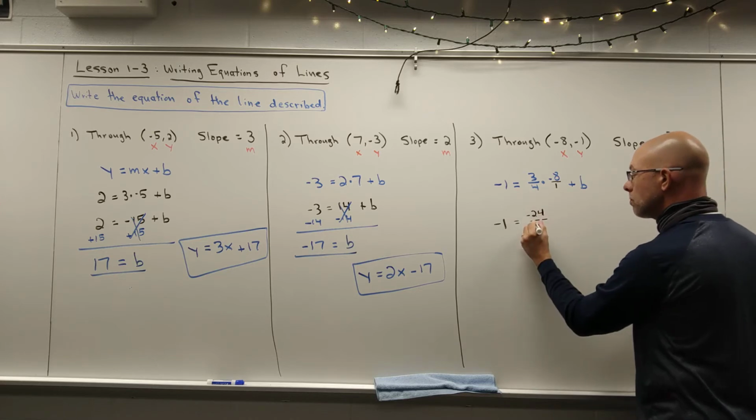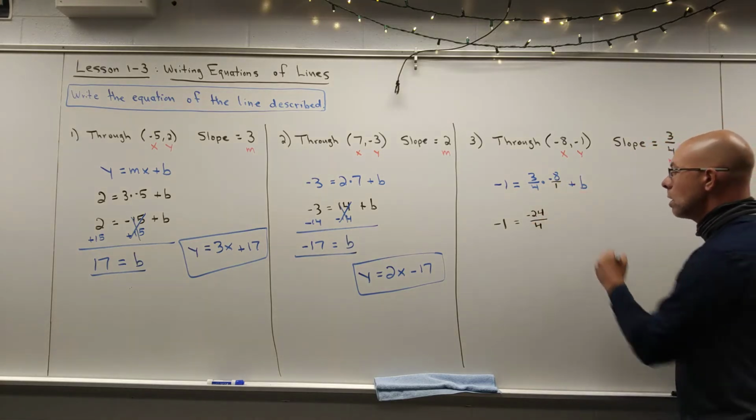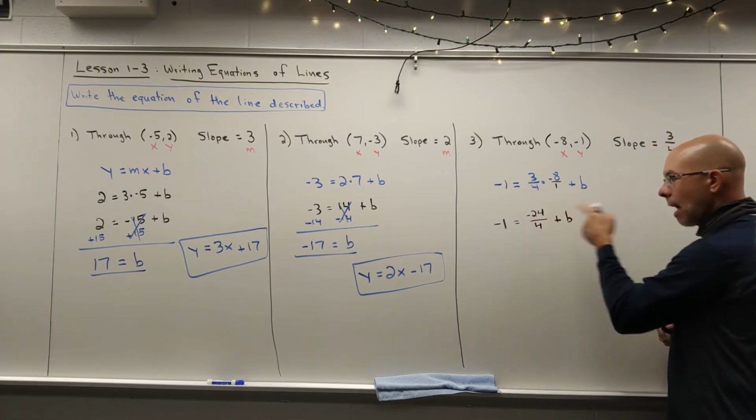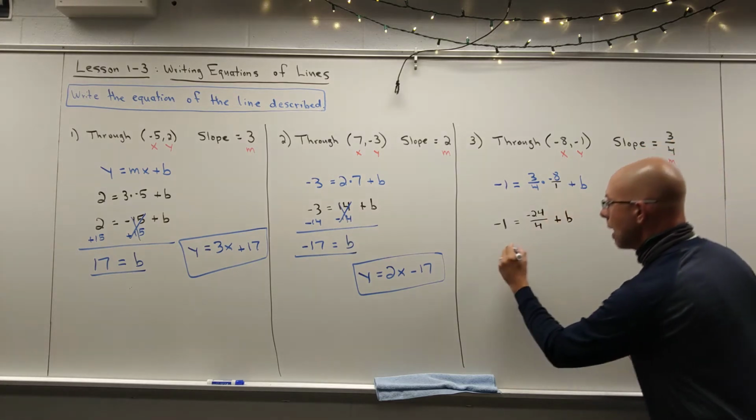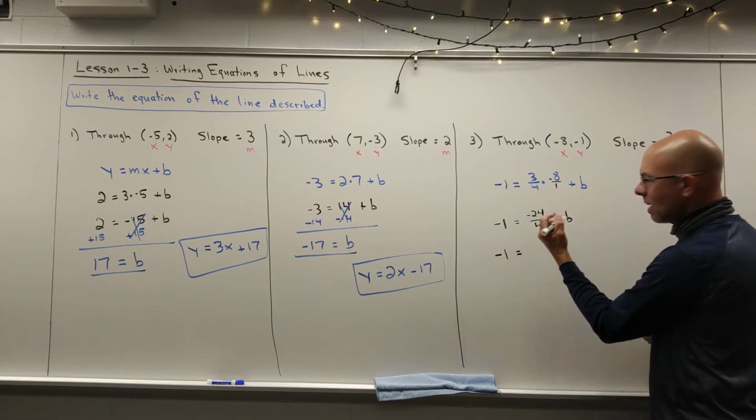4 times 1, which is 4. See, the negative is on the 8. You keep the negative on the 8, not the 1 also. Plus b, that reduces, which I'm going to take a second to do. So that's negative 1 equals, folks, negative 24 divided by 4, which is negative 6.